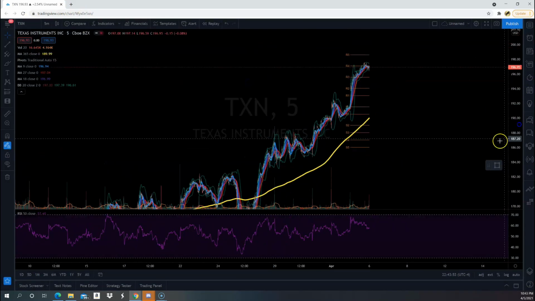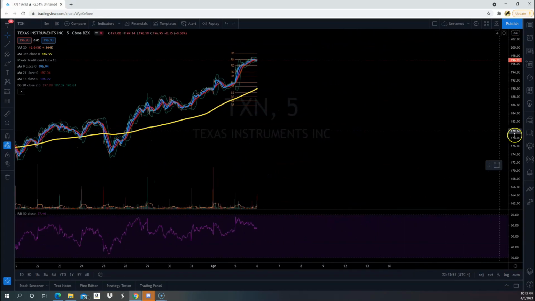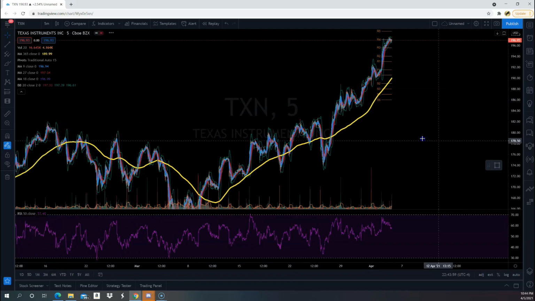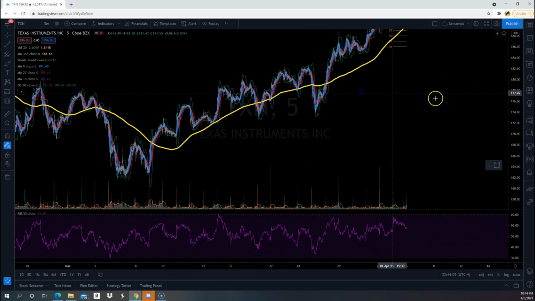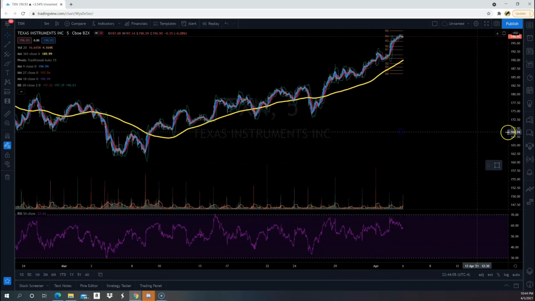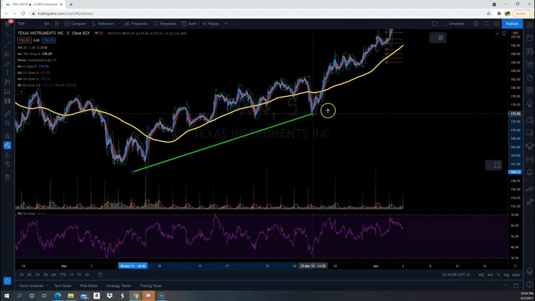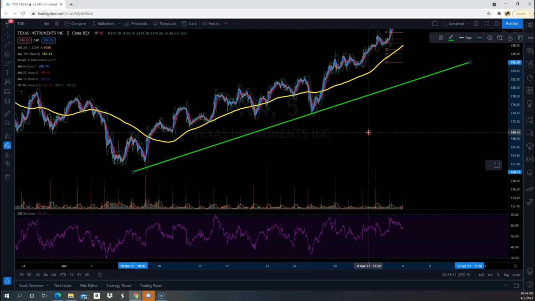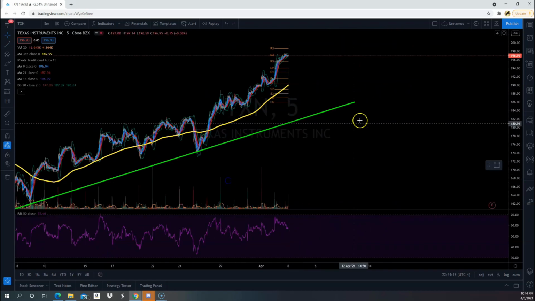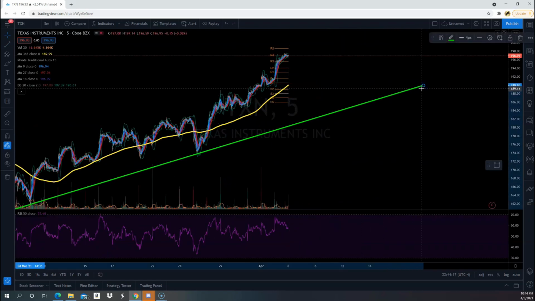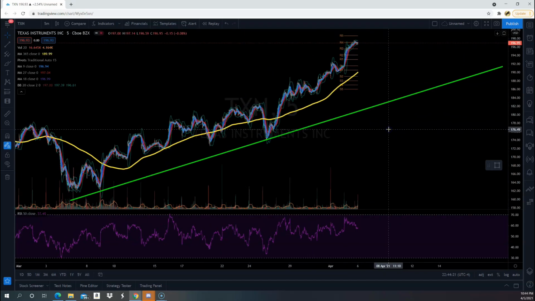So TXN, I have this on one of my accounts, and this stock has just been climbing. It's just been completely climbing. This is a great stock. It's also known as a dividend stock. Dividend stocks pay you either quarterly or monthly or yearly, depending on the type of dividend payout that the company has. People live off of this stock in dividends.